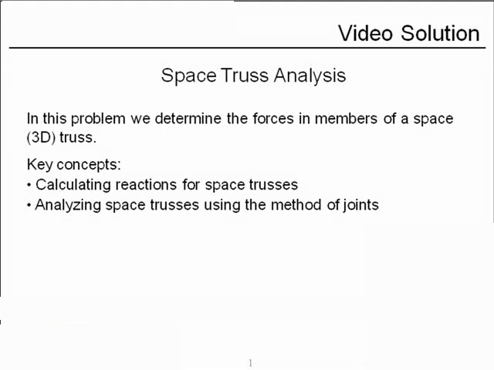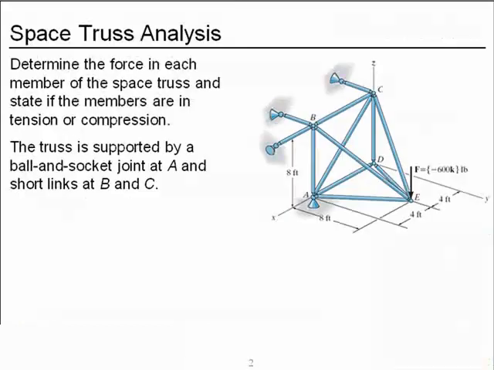Not all trusses we encounter in structural analysis are coplanar. Some have a third dimension to the members, and those are called space trusses. So in this example, we're going to determine the forces in members of a space truss, or a three-dimensional truss. The key concepts we're going to use are calculating reactions for space trusses and analyzing space trusses. Specifically, we're going to use the method of joints in this example.